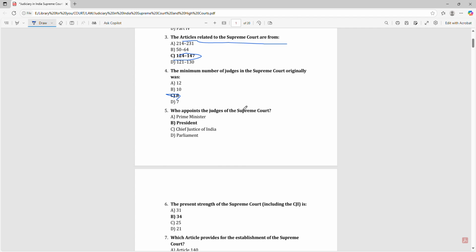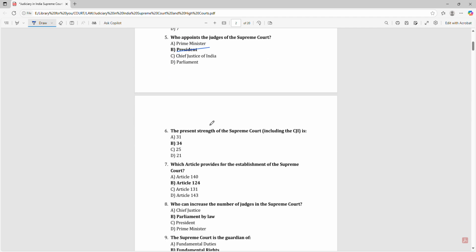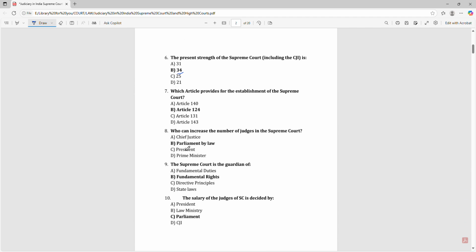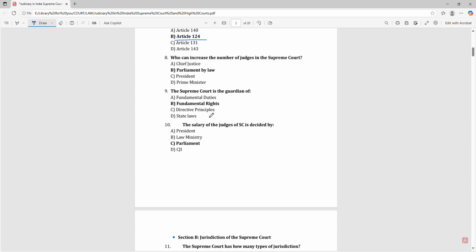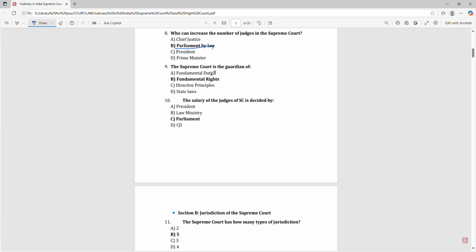Who appoints the judges of the Supreme Court? President. The present strength of the Supreme Court is 34. Which article provides for the establishment of the Supreme Court? Article 124. Who can increase the number of judges in the Supreme Court? Parliament by law. The Supreme Court is the guardian of the fundamental rights.